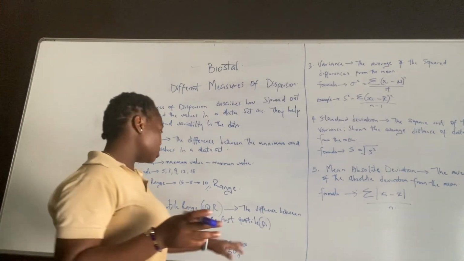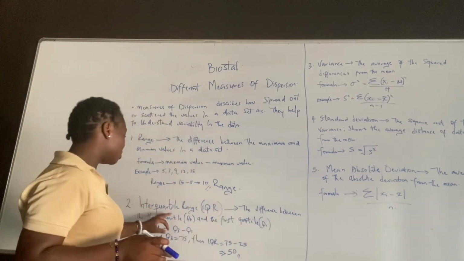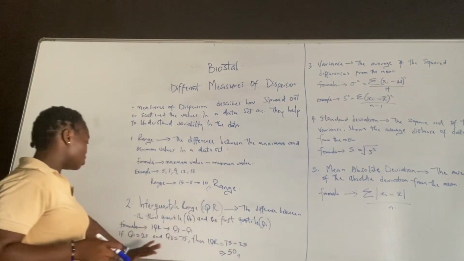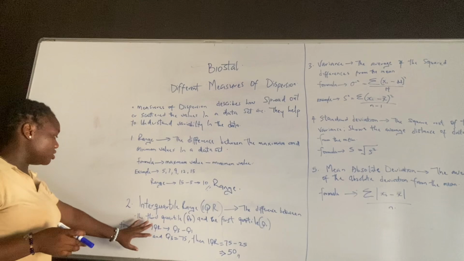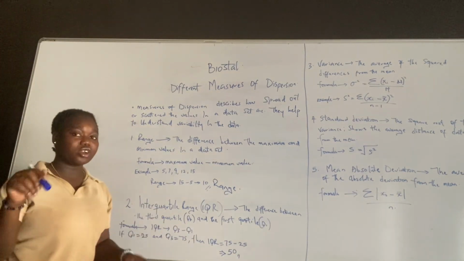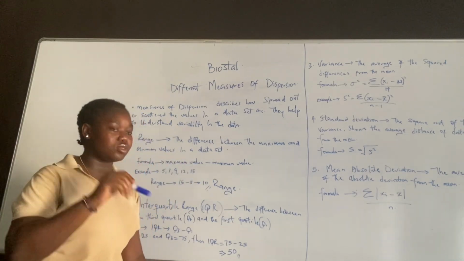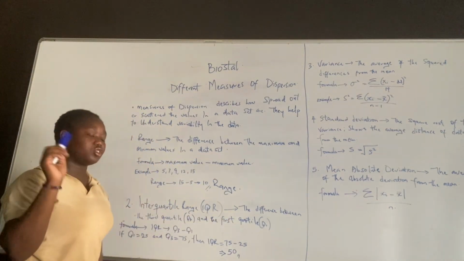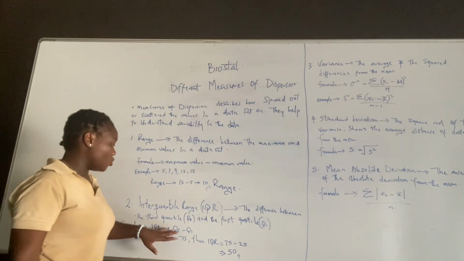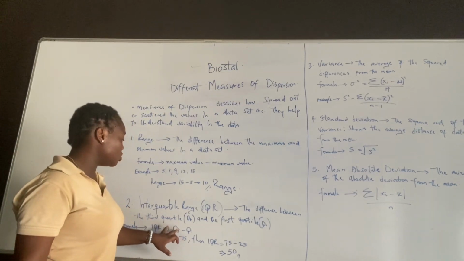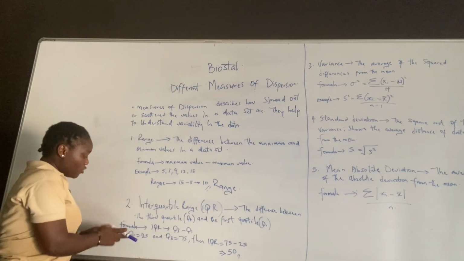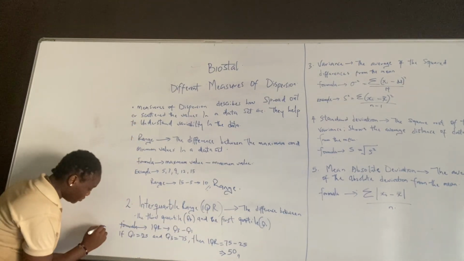And then over to the next one, we have interquartile range. An interquartile range is the difference between the third quartile and the first quartile, and the formula is Q3 minus Q1. The third quartile we call Q3, and the first quartile we call Q1. So in the formula, IQR is equal to Q3 minus Q1.